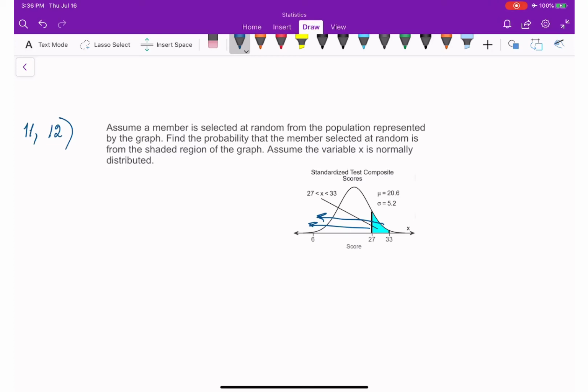All right, so writing down x1 is equal 27. Again, we need to find the probability for the members that are randomly chosen from the shaded region. That's all I need to know. And all data is given here. x1 is 27, x2 is 33, mu is equal 20.6, and sigma is equal 5.2.